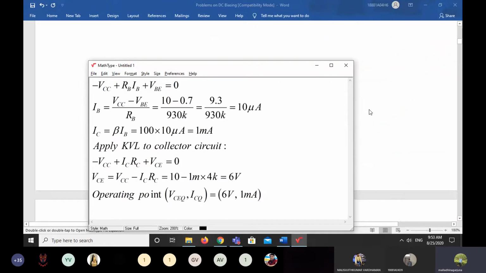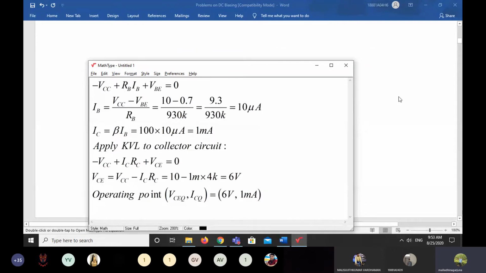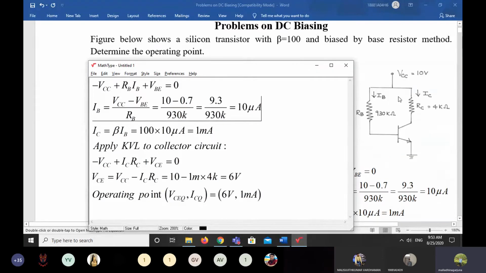Next problem. Sir, in the collector circuit, why are we not considering RB and those values? RB is the input resistor, right? RB is in the input loop. What is the input terminal here? The base resistor, that is.